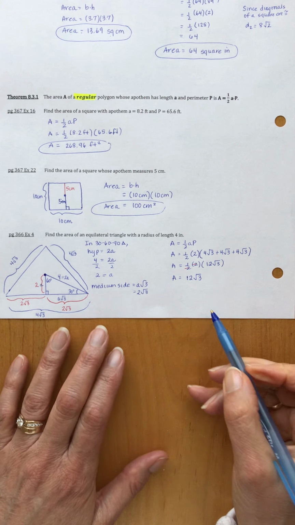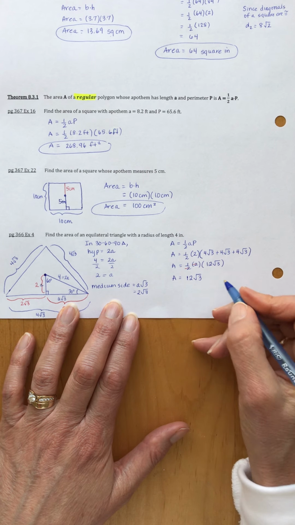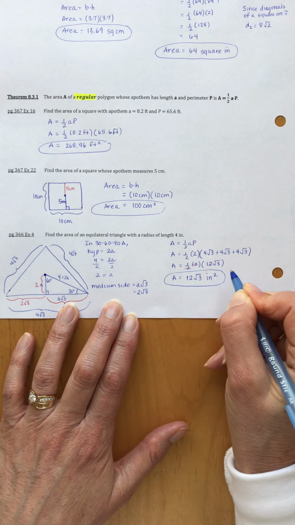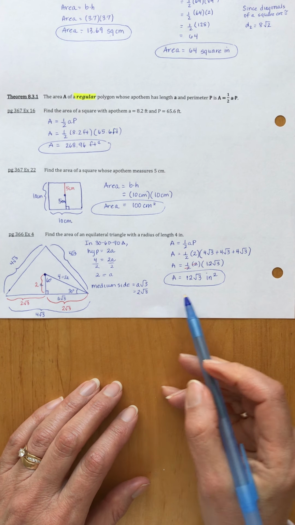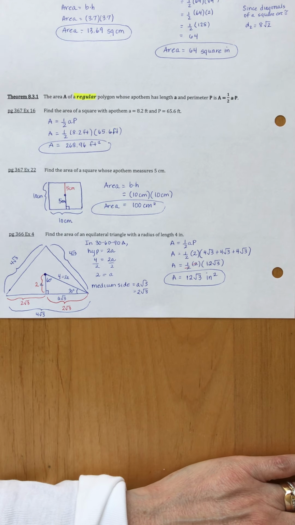Now I left the units out, but this is area. So what are we going to have? Inches squared. And that's our final answer. Again, this can be done different ways, so as long as you get the right answer, you're probably okay. That concludes this page.